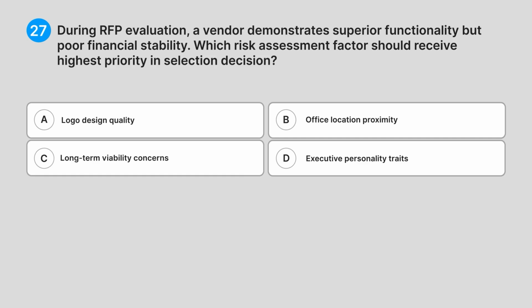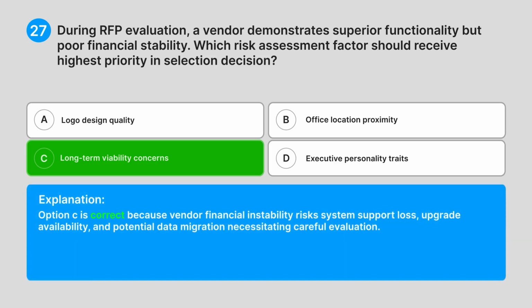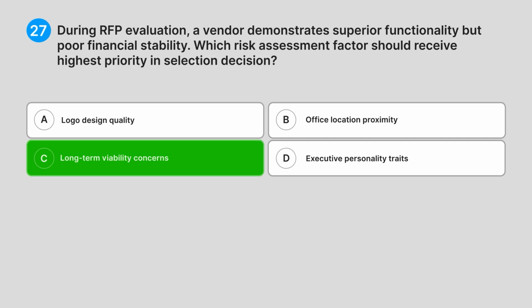Correct answer, C. Long-term viability concerns. Explanation. Option C is correct because vendor financial instability risks system support loss, upgrade availability, and potential data migration, necessitating careful evaluation.